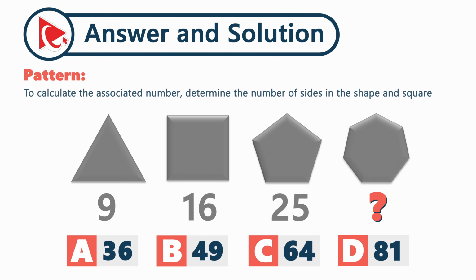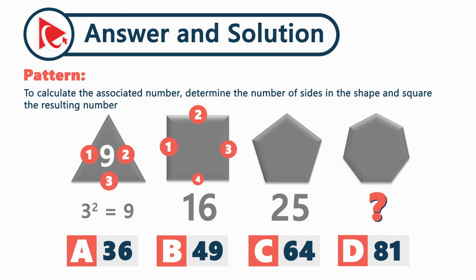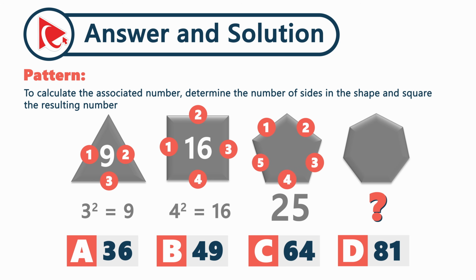To calculate the associated number, you need to determine the number of sides in the shape and square the resulting number to get to the actual number underneath the shape. The first shape is a triangle. It has 3 sides, 1, 2, and 3. 3 squared equals 9. The second shape is a square, which has 4 sides. 4 squared equals 16. The third shape is a pentagon. A pentagon has 5 sides. 5 squared equals 25.